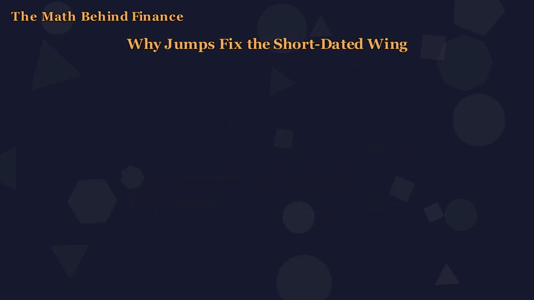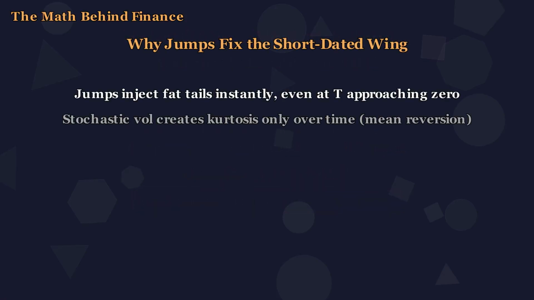Why do jumps solve this problem? Because jumps inject fat tails instantly. They do not need time to build up through mean reversion. Even at time 0, the possibility of a sudden large move makes out-of-the-money options expensive.